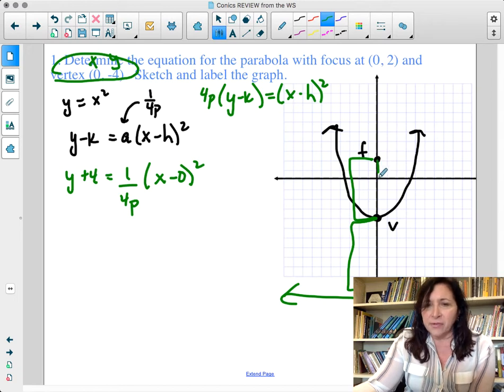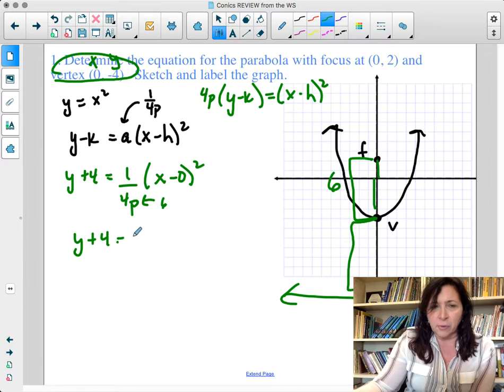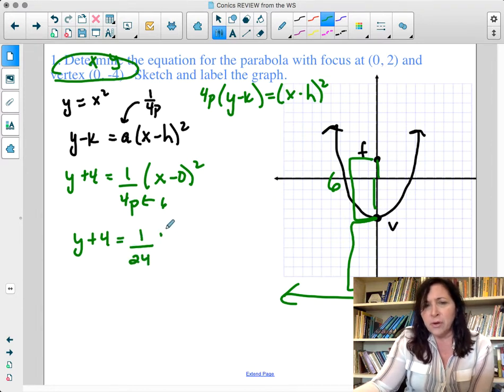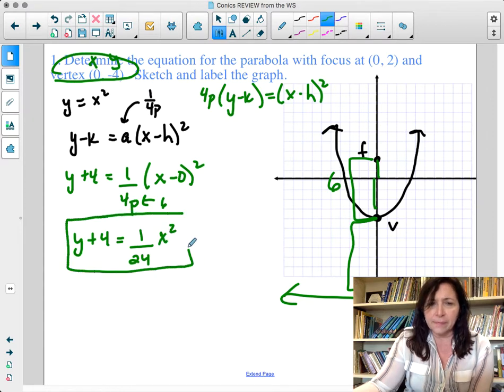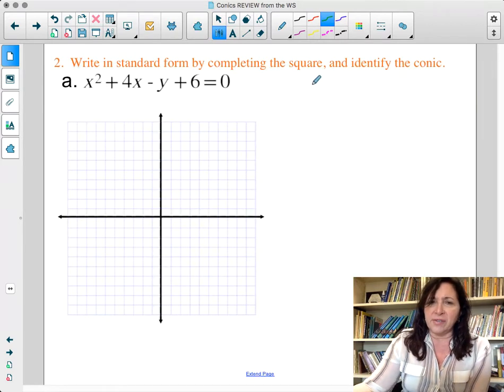P, if this is 2 and this is down 4, that makes 6. So P is 6. I'm going to plug in 6 right there. So my final equation is y plus 4 equals 1 over 24, and you can write out x minus 0 squared, or you could just write x squared like that. All right? Okay.